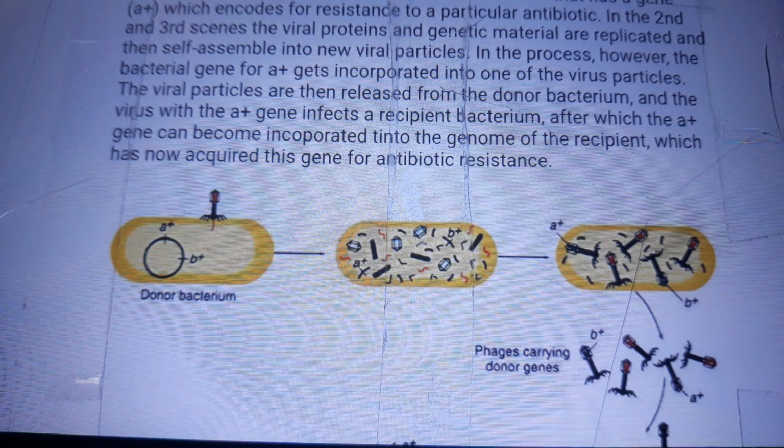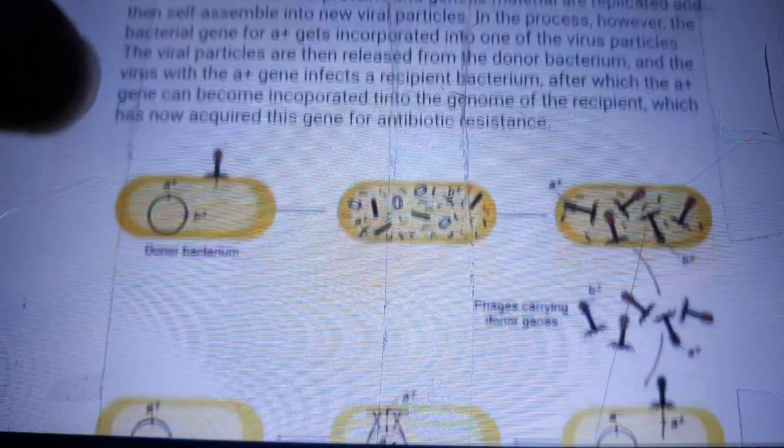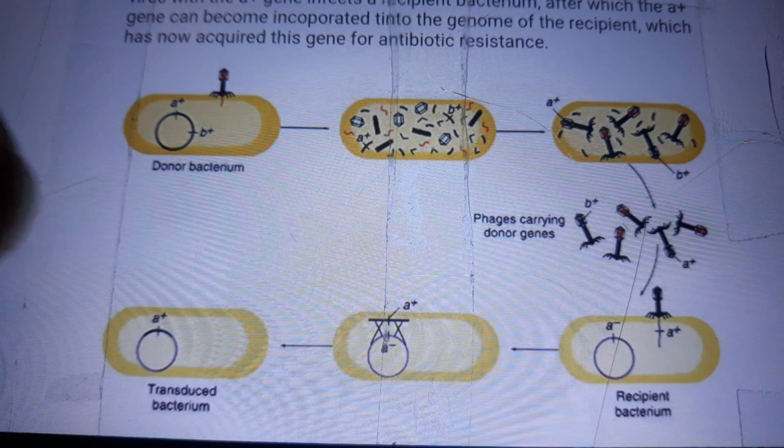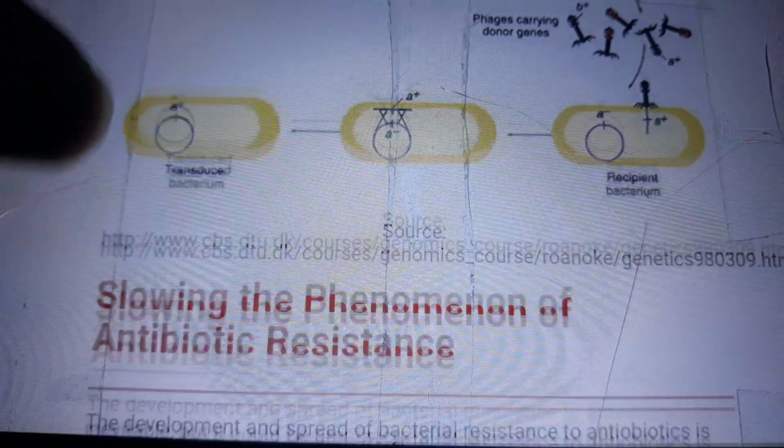In the second and third scenes, the viral proteins and genetic material are replicated and then self-assemble into new viral particles. In the process, however, the bacterial gene for A+ gets incorporated into one of the virus particles. The viral particles are then released from the donor bacterium, and the virus with the A+ gene infects a recipient bacterium, after which the A+ gene can become incorporated into the genome of the recipient, which has now acquired this gene for antibiotic resistance.